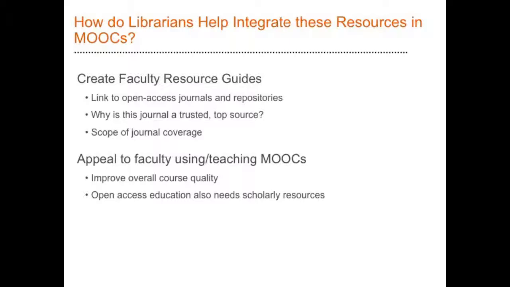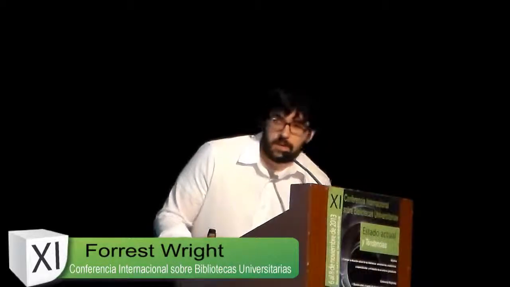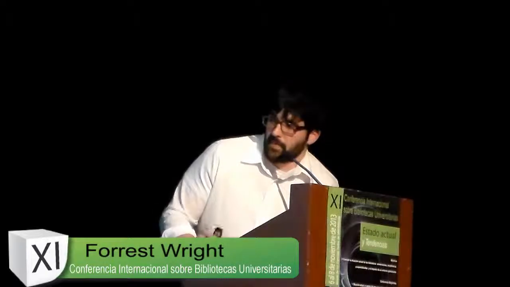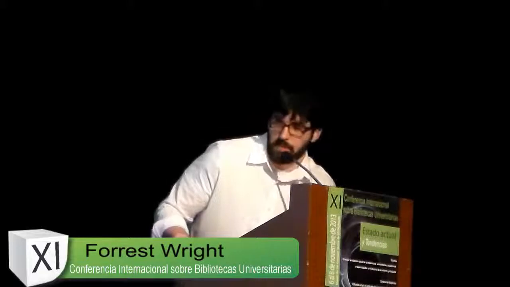There you go. And here, just to give you an idea of some of the journals that are available open access, I took this metric from the Journal Citation Reports. And there are currently over 1,000 open access journals just in the JCR alone. And also a great resource is the Directory of Open Access Journals that hosts a lot of open access journals where librarians could take resources and then integrate them into a MOOC.